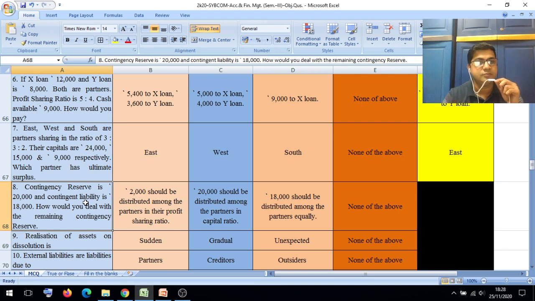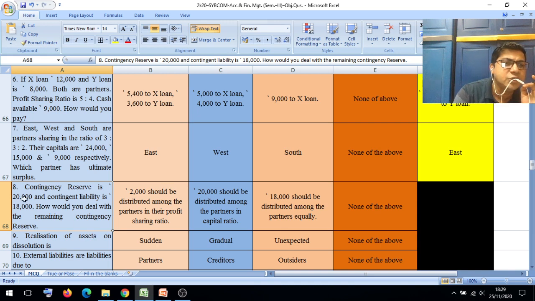Suddenly fire occurred. That is a contingent liability. Suddenly earthquake occurred. It is a contingent liability. Suddenly cyclone occurred. It is a contingent liability. And therefore, because something natural suddenly happened unknowingly, we suffer a certain amount. Here they suffer 18,000 as a contingent liability, and for that purpose every firm keeps a certain amount for contingent liability purposes, and it is called a contingency reserve.